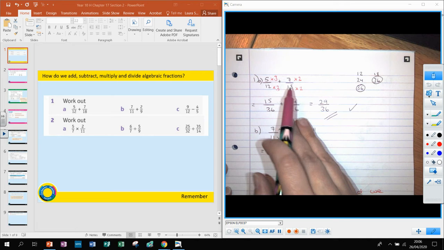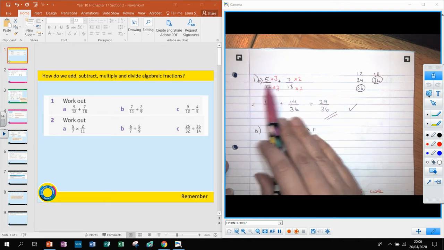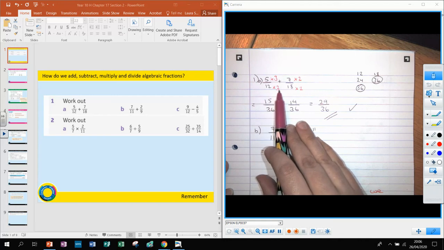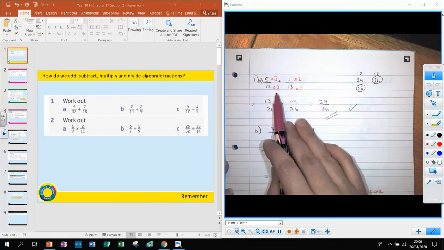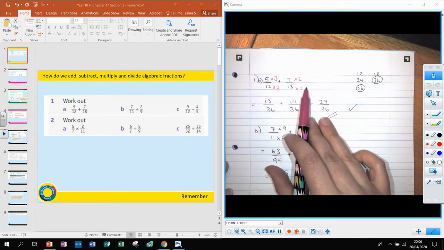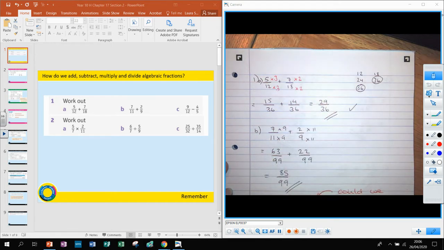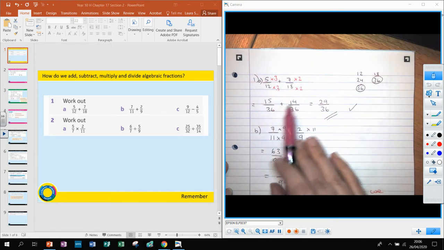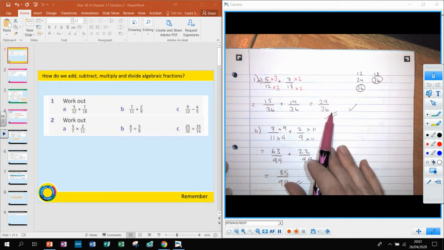So we think about how we do that. Well, to turn a 12 into a 36, we multiply by 3. So I have to make sure to multiply the denominator by 3 and the numerator by 3 so that we don't change the value, and that will give us our 36. And similarly, to turn an 18 into 36, I multiply by 2. So we multiply the numerator and the denominator by 2. Now that gives us 15 over 36 plus 14 over 36, which is equal to 29 over 36.